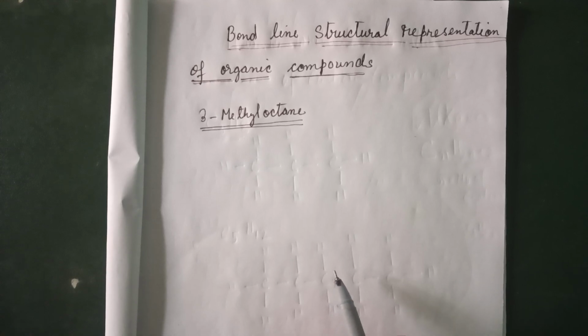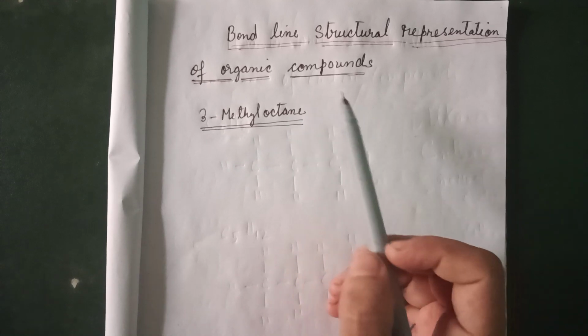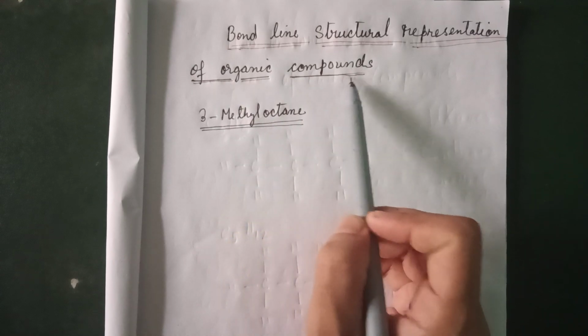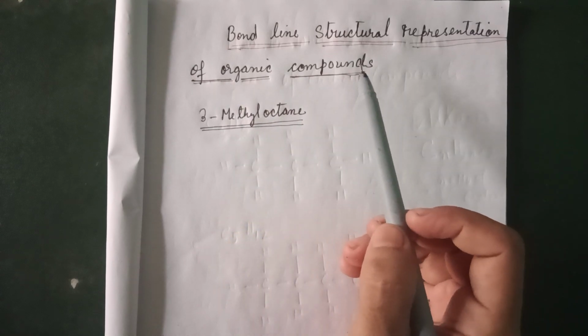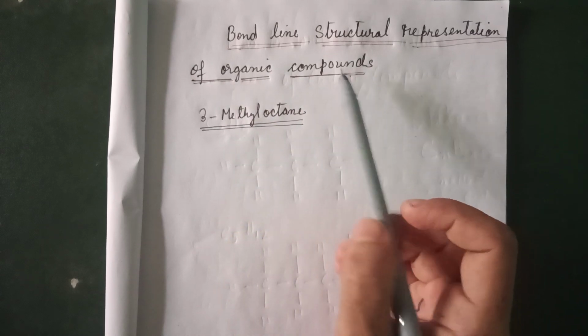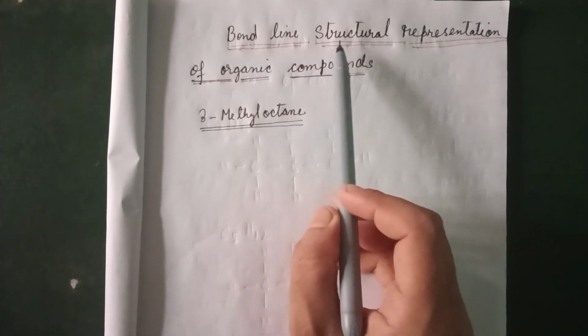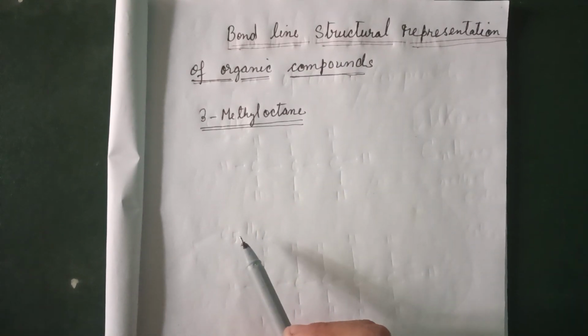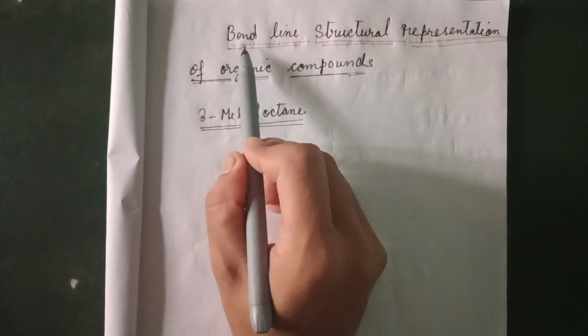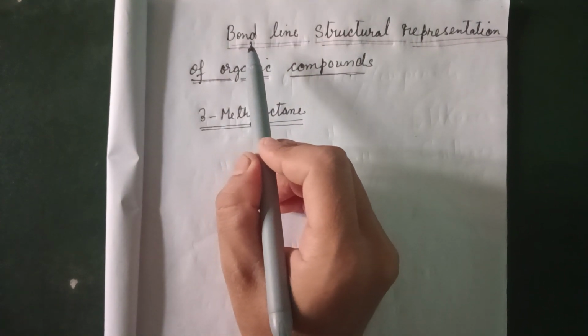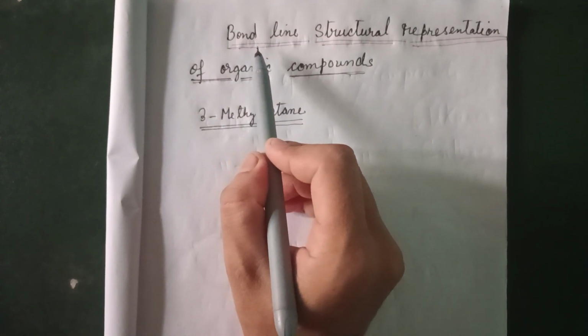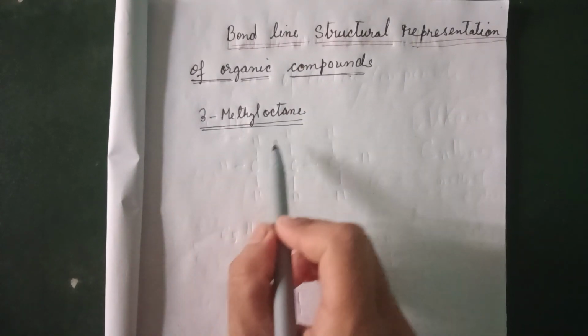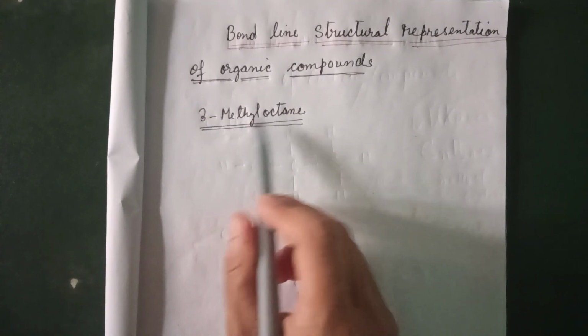Hi everyone, in this video I am going to talk about bond line structural representation of organic compounds. So we are going to represent organic compounds in the form of bond line structure. Okay, so let us start here. In bond line, we are not going to show the carbon and hydrogen. So we'll learn with this example.